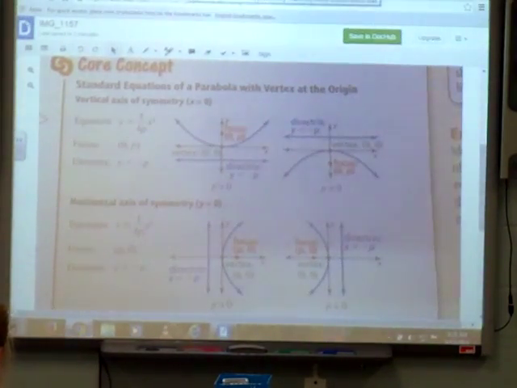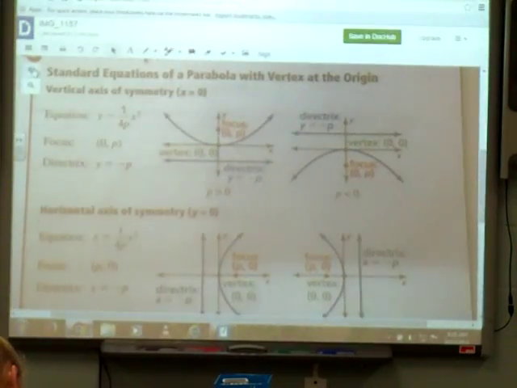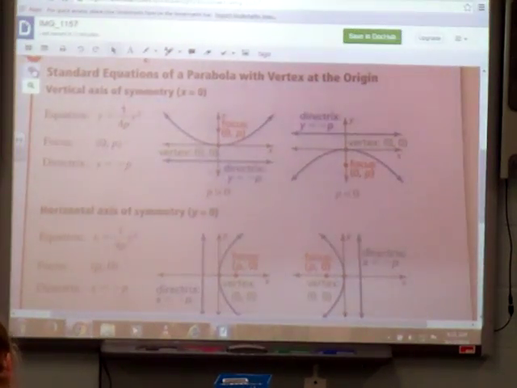Both of those pictures go with that same equation, focus and directrix, because you have an upside down one. It's just showing you where the focus and directrix would be. Can you zoom in at all? Let's see. Is that better?